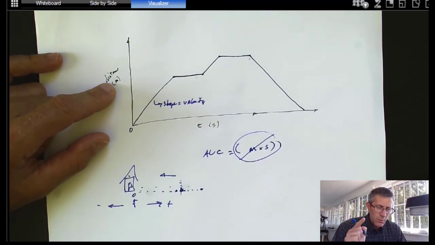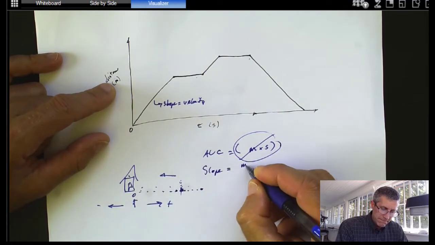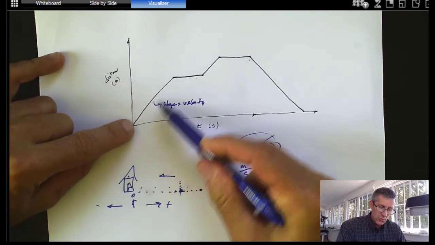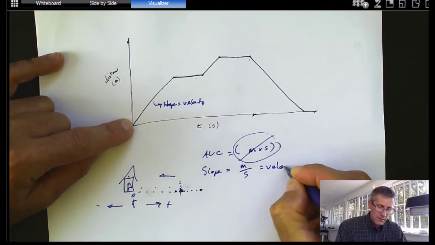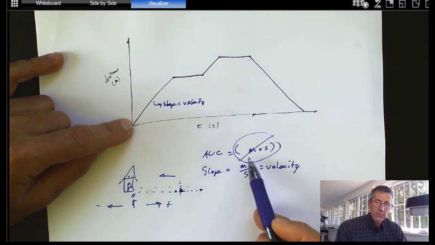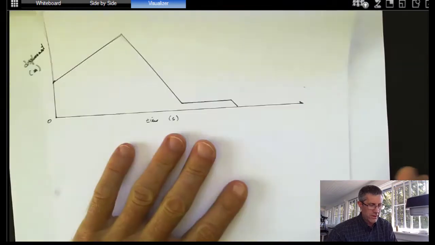But I want to think about it for every graph I look at. I'm going to look at these two things, right? My slope is going to be meters per second, so rise over run, so meters per second, that's velocity. The area under my curve, yeah, it doesn't tell me anything useful here. Okay, so look at another graph.